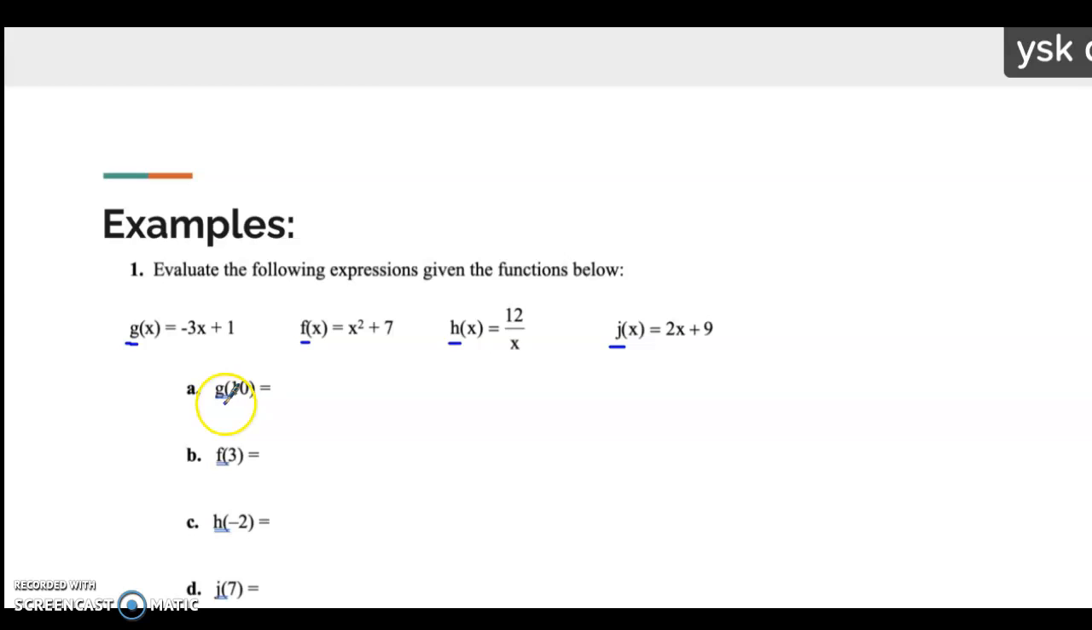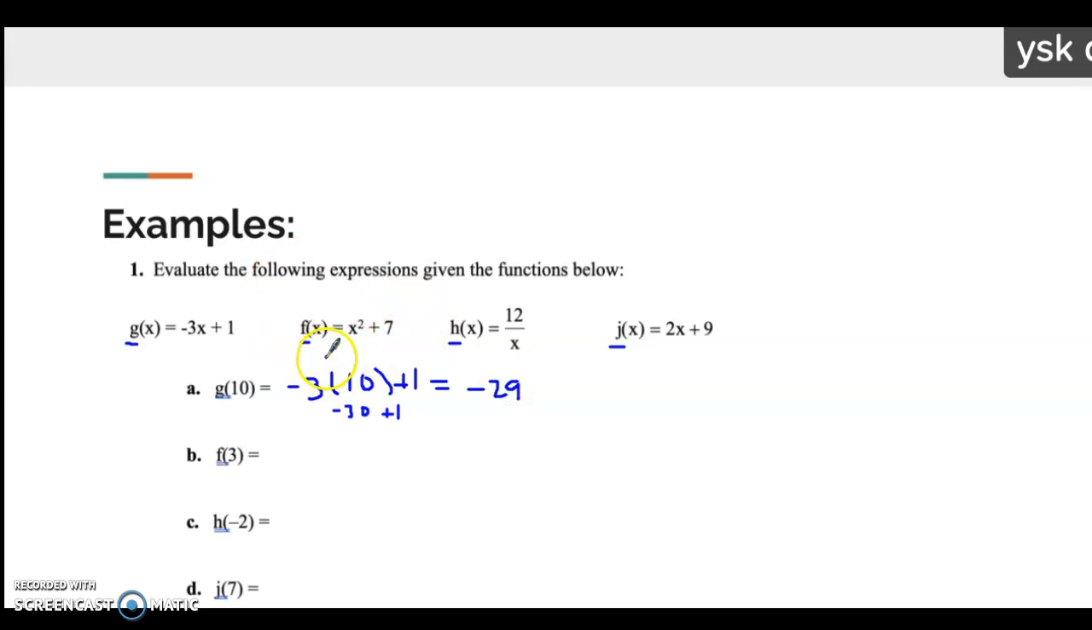This says g of 10, which means I need to find my function that starts with a g and I need to plug in a 10. So I'm going to take this equation that's a g, and I'm going to rewrite it, except this time I'm going to plug in a 10 instead of my x. And then I'm going to solve. So negative 3 times 10 is negative 30. Negative 30 plus 1 equals negative 29.